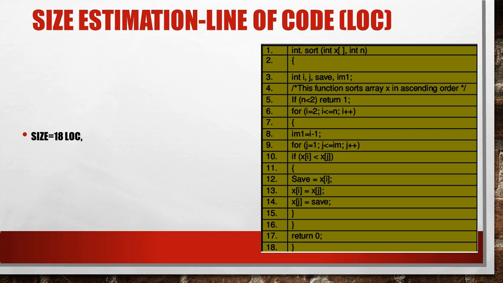For empirical estimation, the size estimation can be based on line of code, LOC. The program shown here is a function for sorting an array. The program consists of 18 lines. Line of code is simply the count of the number of lines as shown in this figure. 18 is the line of code for this program.